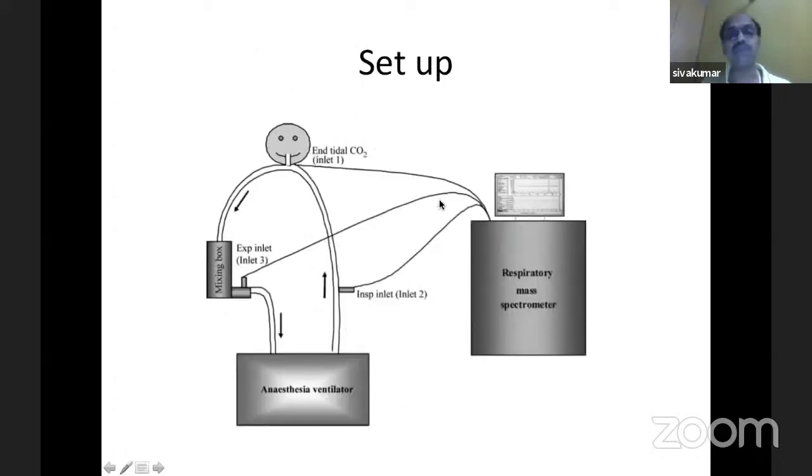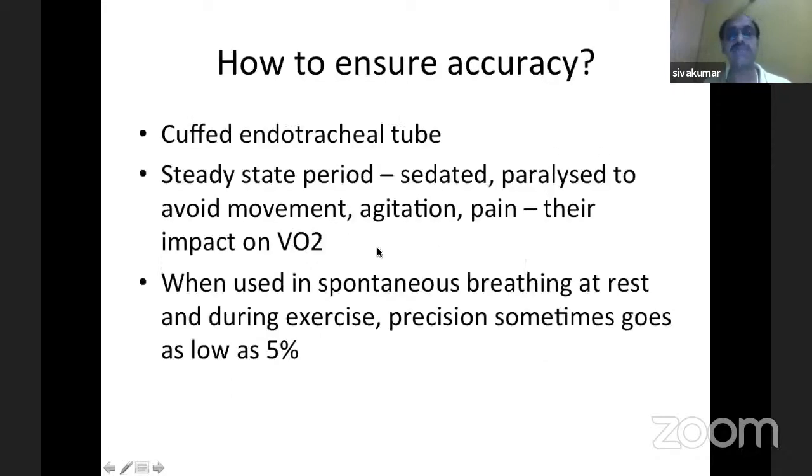So for this setup to be very precise, you need to have three limbs. This is the respiratory mass spectrometer. There is an inspiratory limb that assesses the inspiratory air oxygen. There is an end-tidal carbon dioxide and there is an expiratory limb. All these three things should be assessed carefully in order to get very precise results. So if you have to ensure accuracy on a respiratory mass spectrometry, you need to have a cuffed endotracheal tube, which means, let us assume a 3-month-old baby you are going to assess the VO2 by respiratory mass spectrometry, it's not going to be possible.